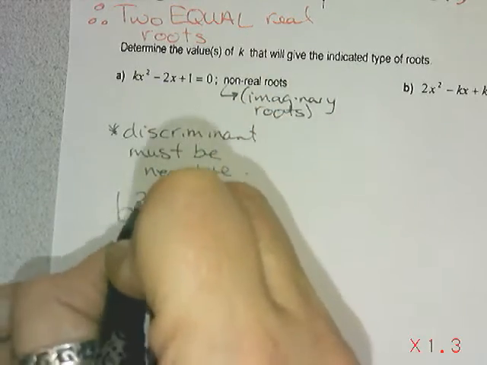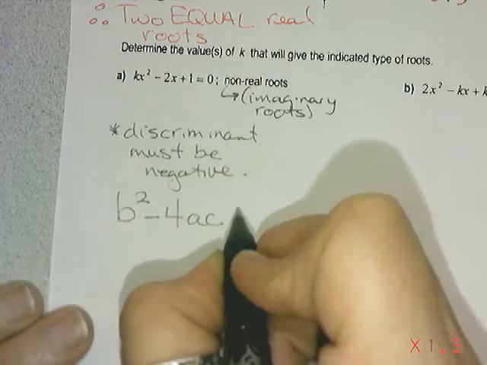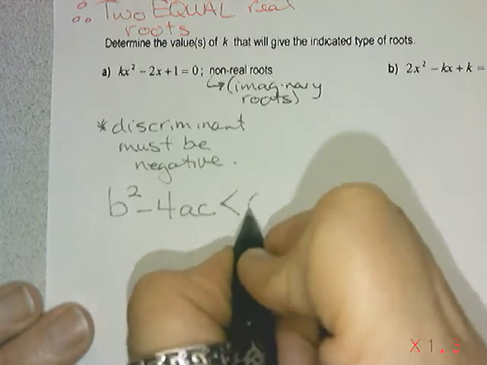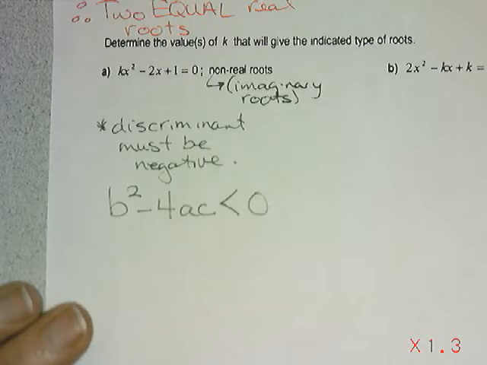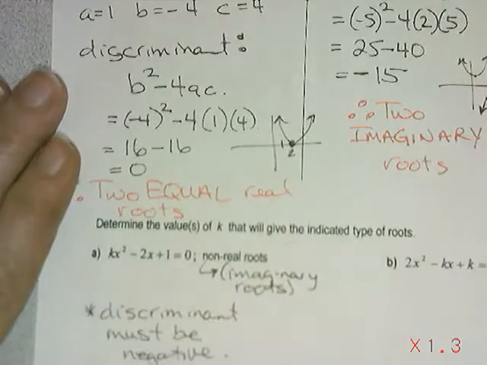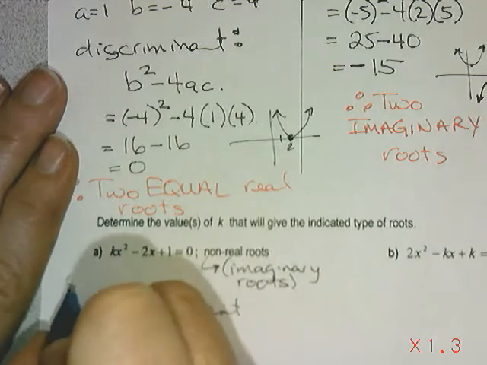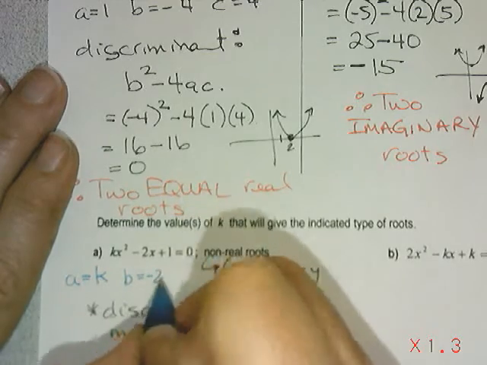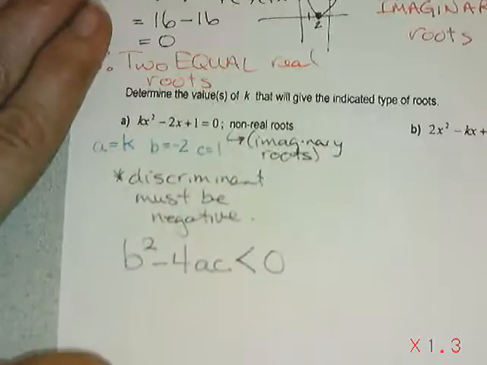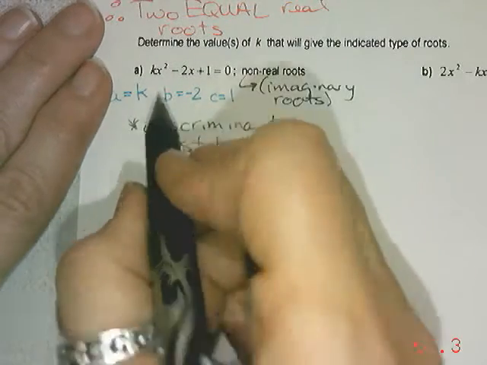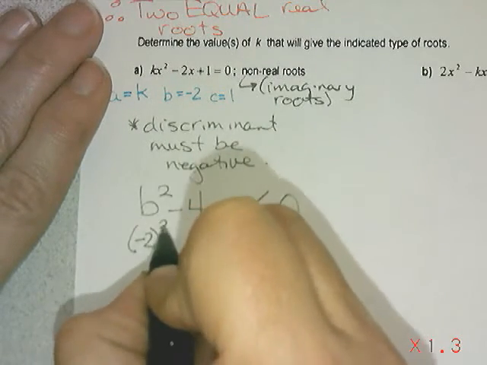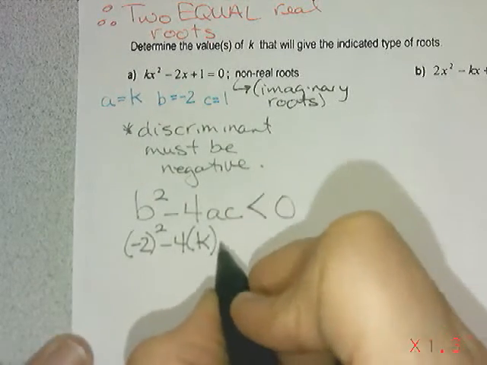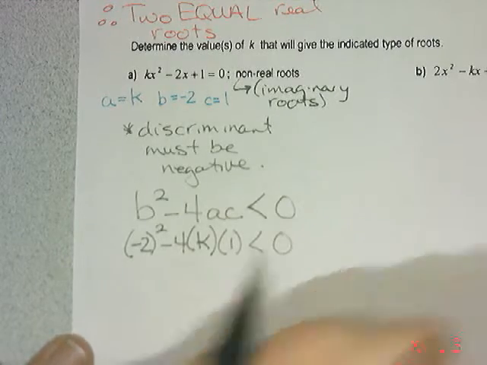Which means b squared minus 4ac must be, how do I show negative? It has to be less than 0. Numbers less than 0 are negative. Well, in this equation, I have an a value that's unknown. I have a k standing in for my a value. I do know my b value, it's -2, and I do know my c value, it's 1. So in my b squared minus 4ac, let's substitute in those numbers. I've got -2 that's going to be squared, minus 4 times an a that I don't know, a mystery value, times a c of 1. All of that has to be less than 0.